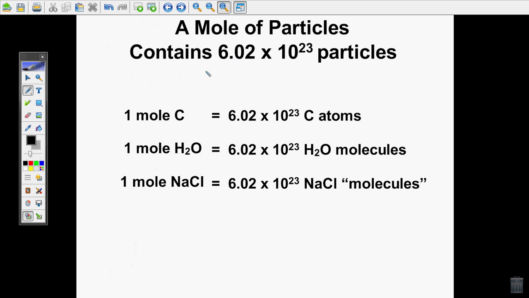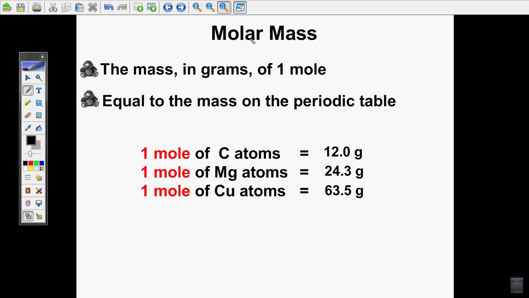Okay, so a mole of anything contains this number of particles. A mole of carbon contains 6.02 times 10 to the 23rd carbon atoms. A mole of water contains 6.02 times 10 to the 23rd water molecules, and so on. Molar mass is the mass in grams of 1 mole, and it's equal to the mass on the periodic table. So 1 mole of carbon atoms is 12 grams. 1 mole of magnesium atoms, 24.3 grams. So you can thank Avogadro for doing this conversion for you, because now you can just look at the periodic table.